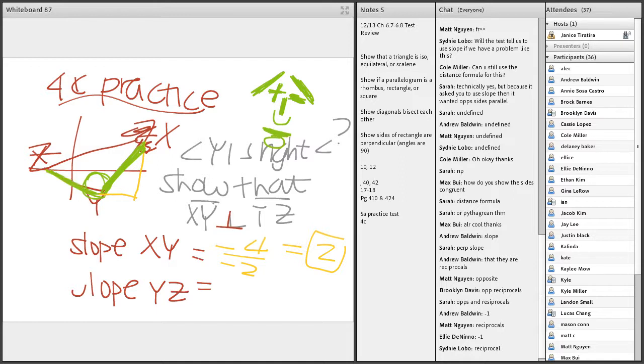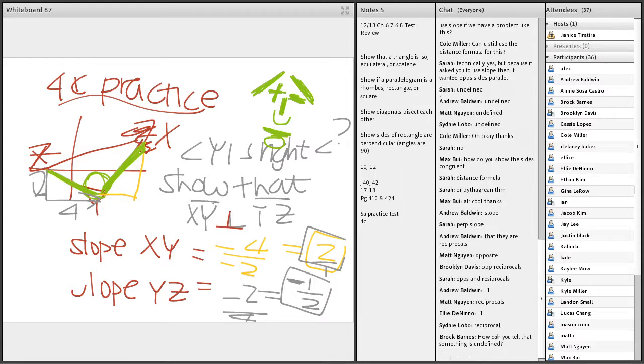Okay, and then YZ, this other green segment. I know you don't have a grid in front of you, but it went down 2 units, so that's -2. And then it went to the right 4 units. If you simplify -2 over 4, that is -1/2. And these two numbers have opposite signs. One's positive, one's negative, and they are reciprocals. 2 over 1 is the reciprocal of 1 over 2. So that works out. And we know that when you multiply the two slopes, you will get -1. So Andrew and Ellie, yes, nice job.